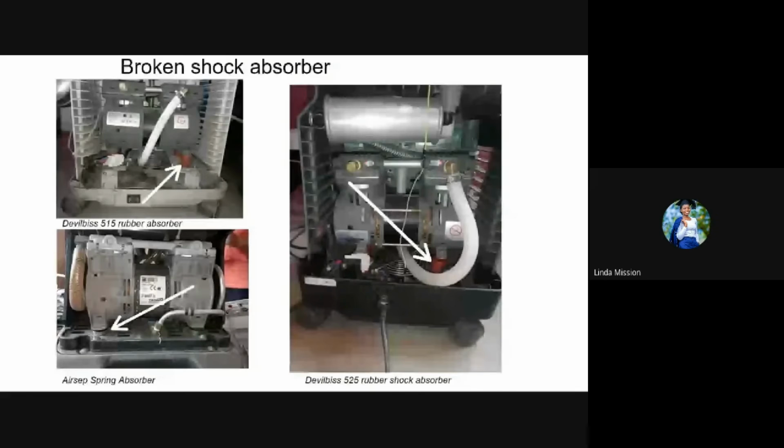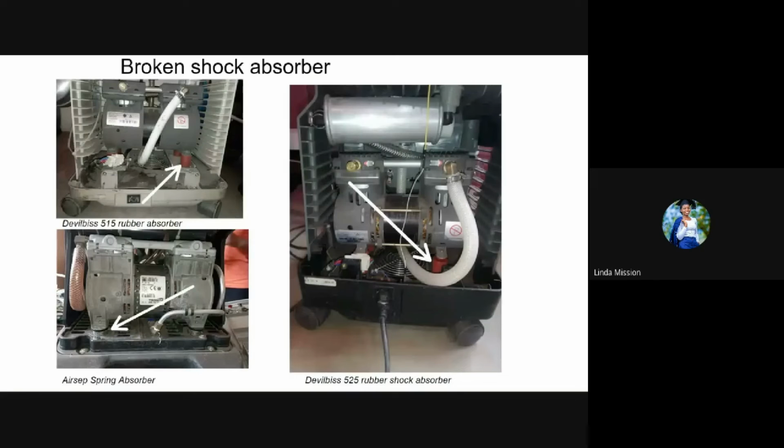It can cause stress, anxiety, depression, high blood pressure, heart disease, and sleep disturbances for the patients in the ward. Therefore, it is important to make sure that oxygen concentrators are in good shape and are not producing any unusual noise. So what causes the noise levels to increase in oxygen concentrators? There are several factors. One is broken shock absorbers.